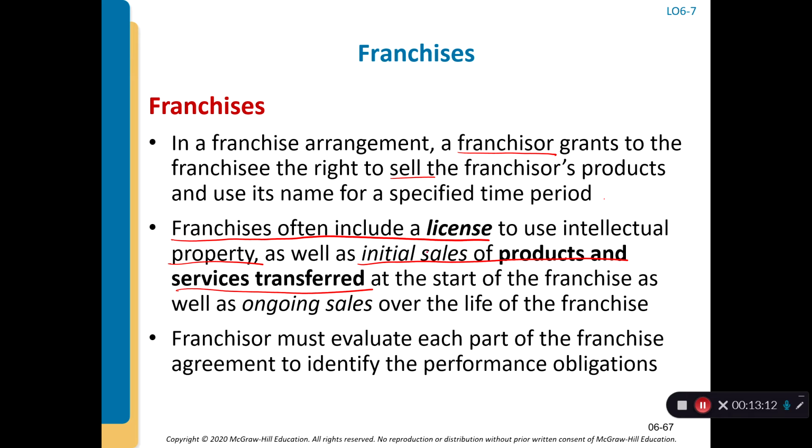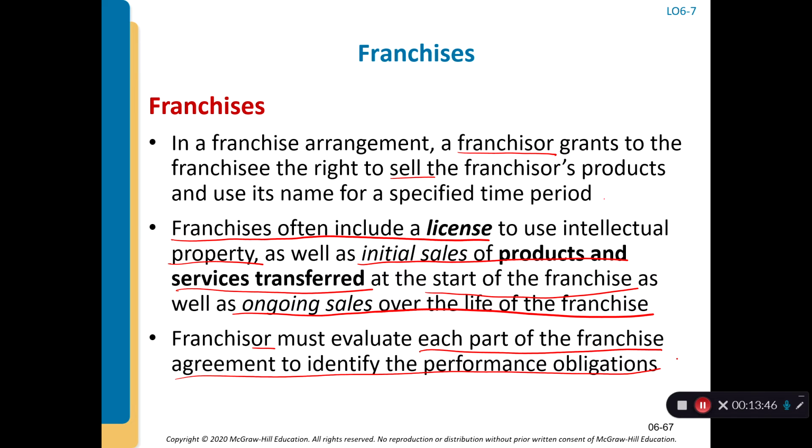So basically there is support at the start of the franchise as well as ongoing support over the life of my franchise. Say I bought the license for 20 years, so they will teach me how to do it. First of all, they will help me set it up, and at the same time, they will allow me to use their brand name, and then they will teach me new product and old product and train my employees as well.